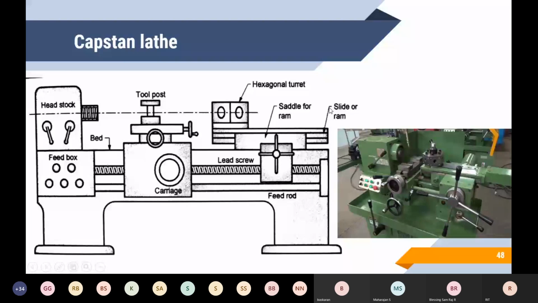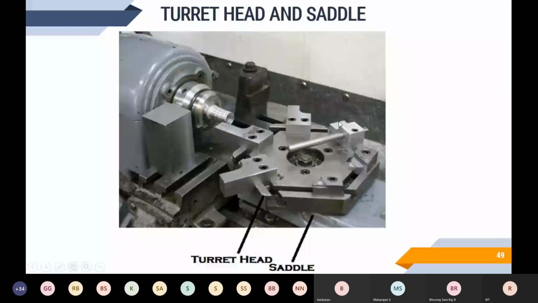So these are the major parts of the capstan lathe. Normally the bed, headstock and turret head are the important parts. But very specific are the turret head and saddle. The turret head is mounted on the ram, fitted with the turret, and moves longitudinally on the saddle. That is the direction; you can see this. The turret has a hexagonal block having 6 spaces for mounting 6 or more tools at a time. That is important. The threaded holes in these spaces are used to hold the tools.